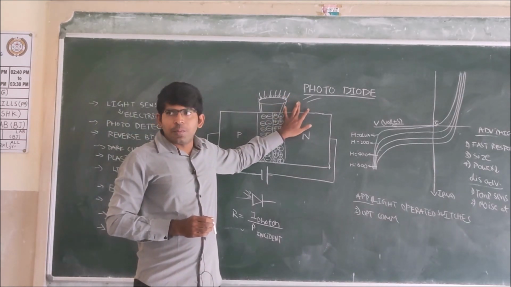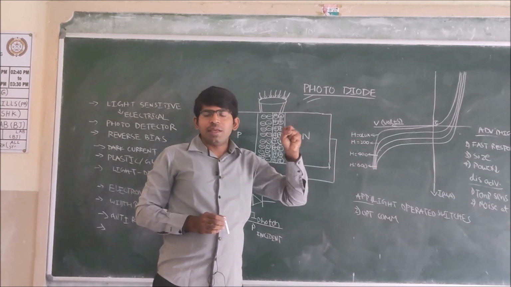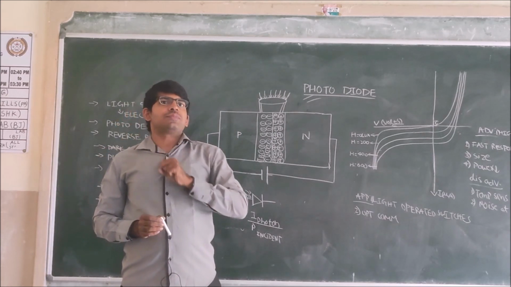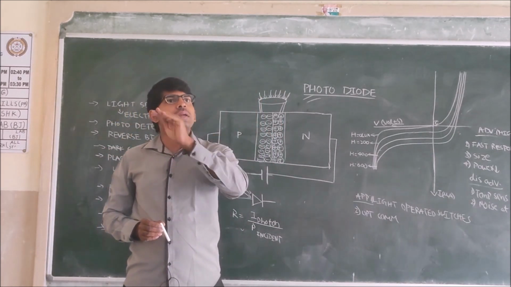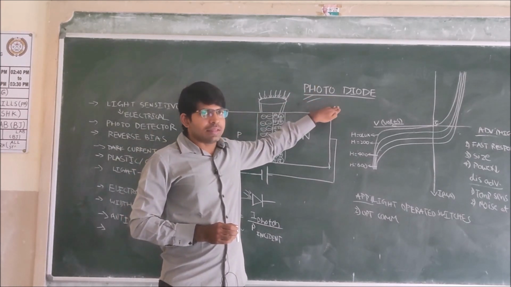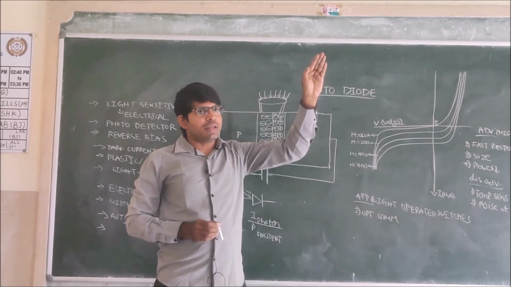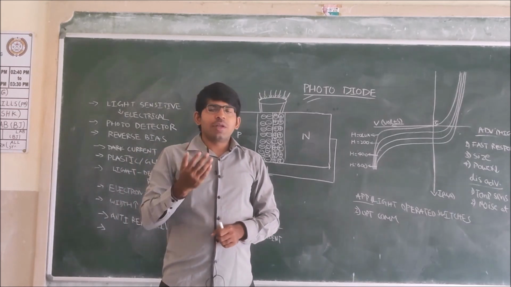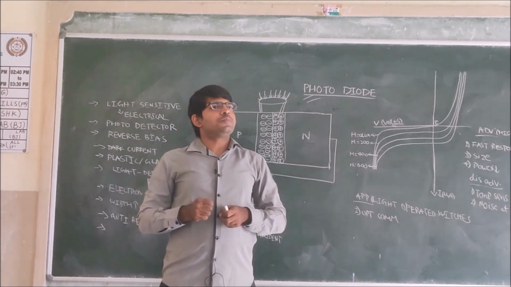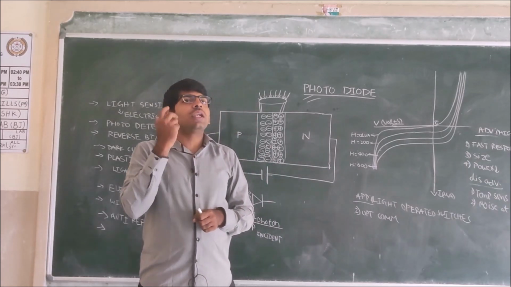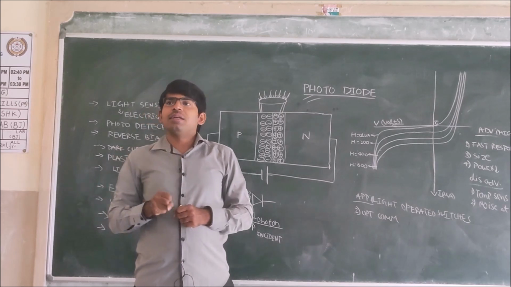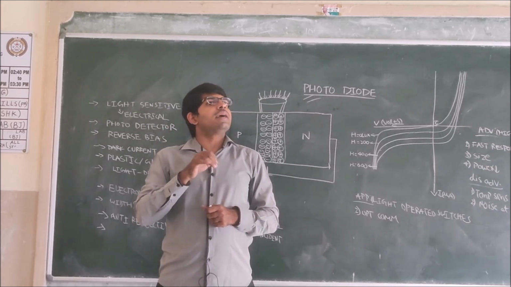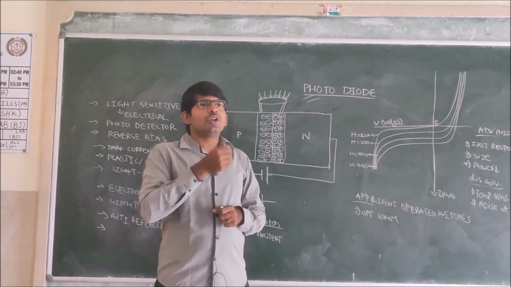Here the photodiode, by taking the light energy, will convert it into electrical voltage or electrical current. By taking the light energy, it is converting into electrical energy. So it is nothing but the working of a solar panel. How is the solar photovoltaic cell working? By taking the sunlight, it is converting into electrical energy. On similar lines, the photodiode works.